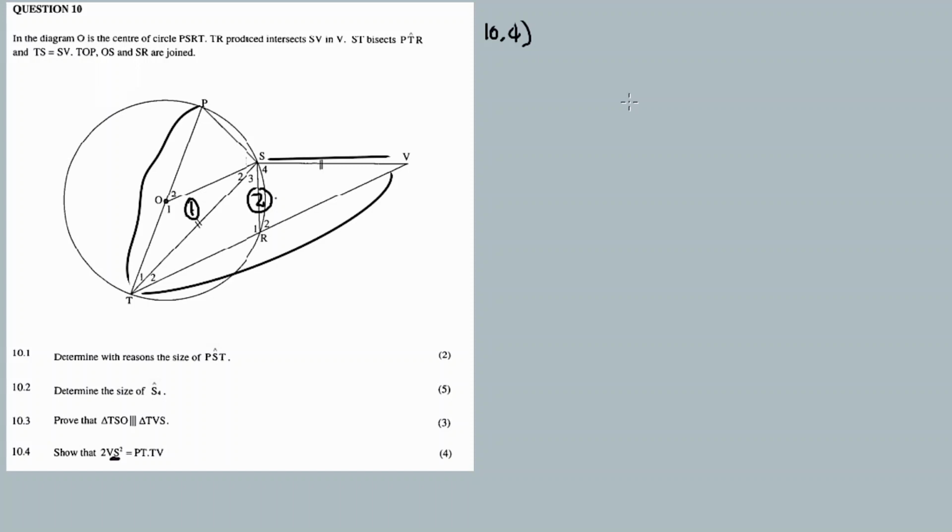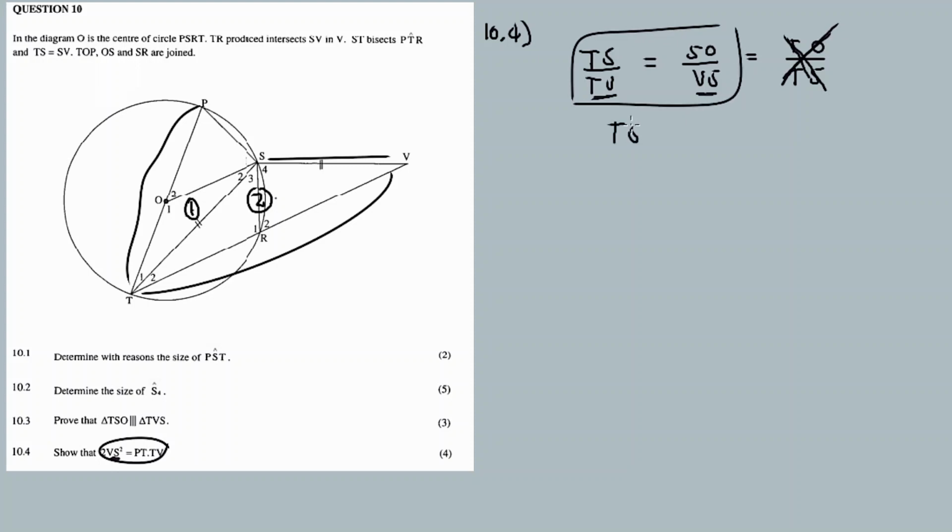So now my ratios: TS over TV is equal to SO over VS, then TO over TS, right? We don't have to substitute, but I'll substitute next, because the equation should only have the variables we need. I need the one with VS and the one with TV; this one I'm leaving out. So I write down TS over TV equal to SO over VS.